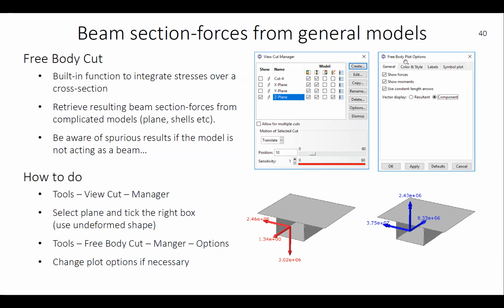Also, in the free body plot option menu, you should select components. Otherwise, you will only have one resulting force and moment pointing in the resulting direction of these three. But you would like to see the different force components using this option.